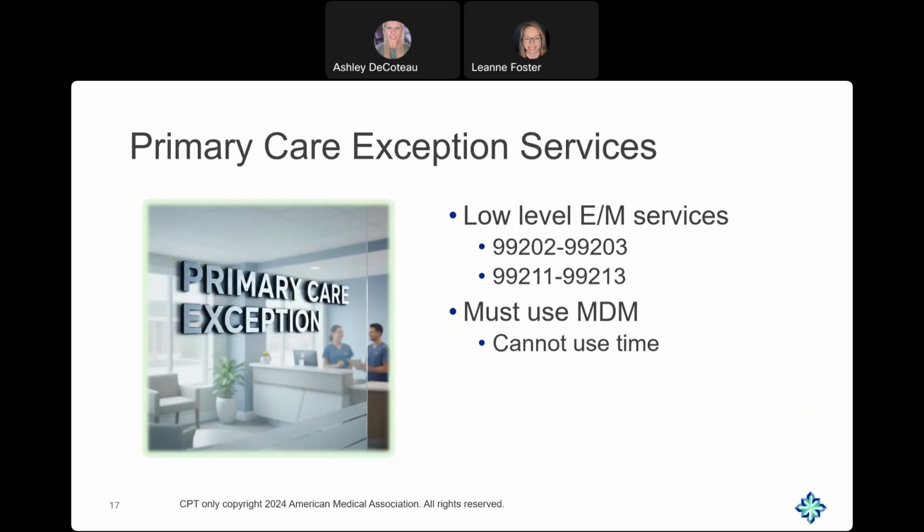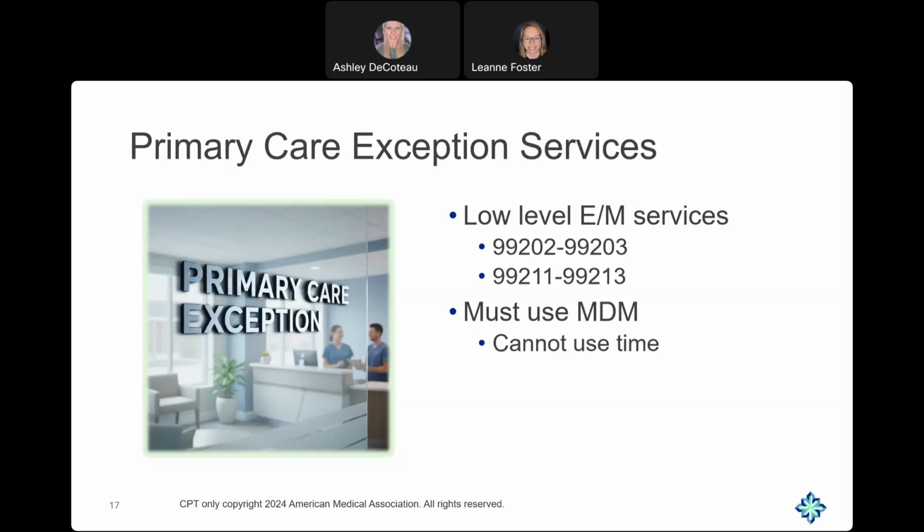So the primary care exception only applies to those lower level E&M services, which are listed here. So these are your outpatient E&M codes, 99202 to 99203 and 99211 to 99213. You must use medical decision-making to select your level of service under the primary care exception. You're not able to use time under the primary care exception.